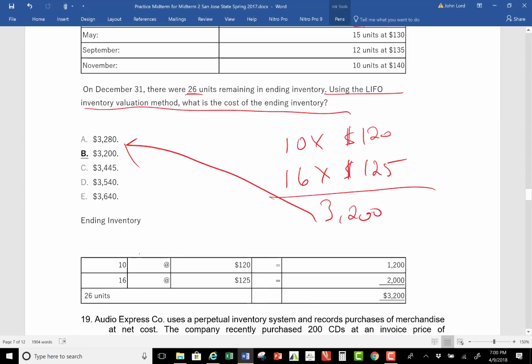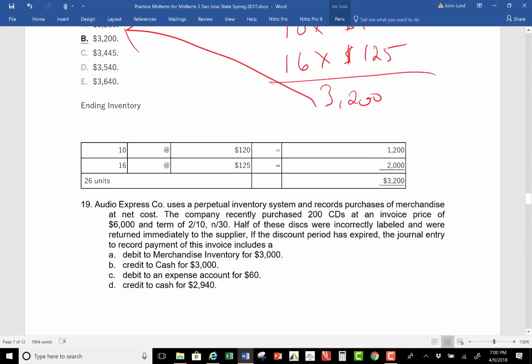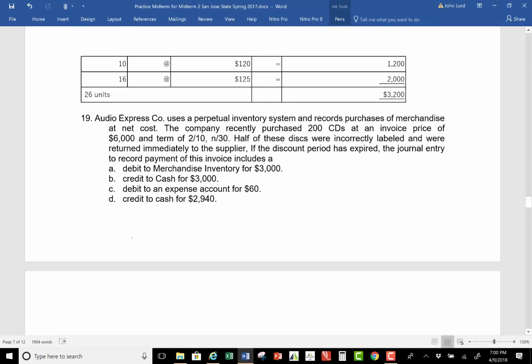Okay, good. Audio Express uses a perpetual inventory system and records purchases of merchandise at net cost. The company recently purchased 200 CDs at an invoice price of $6,000, terms 2/10, net 30. What does that mean? 2% discount if we pay in 10 days. Otherwise, we have to pay the whole amount in 30 days. Good. Half of these discs were incorrectly labeled and returned immediately to the supplier. If the discount period is expired, what is the journal entry to record the payment?